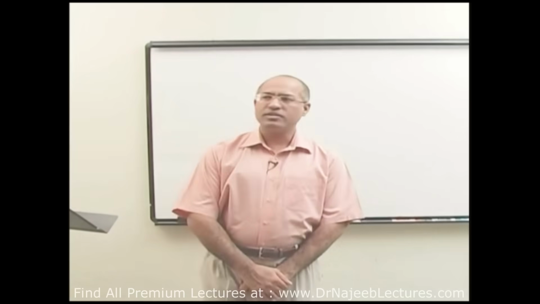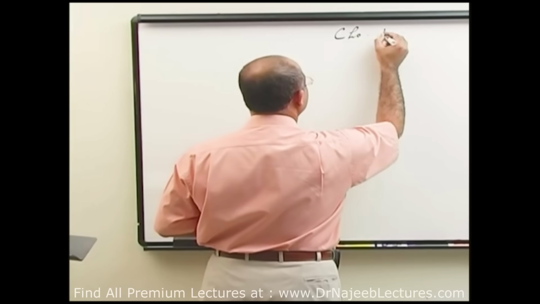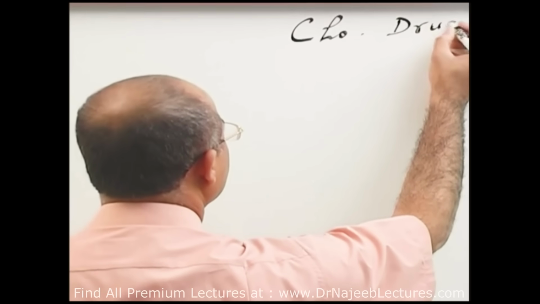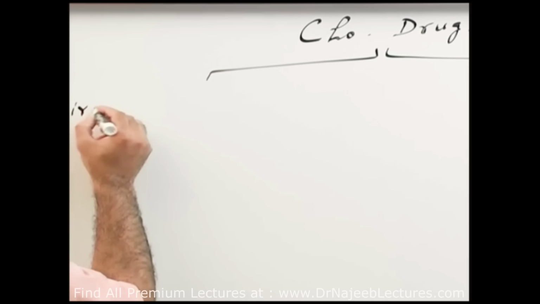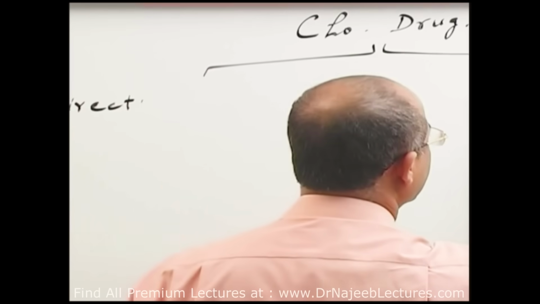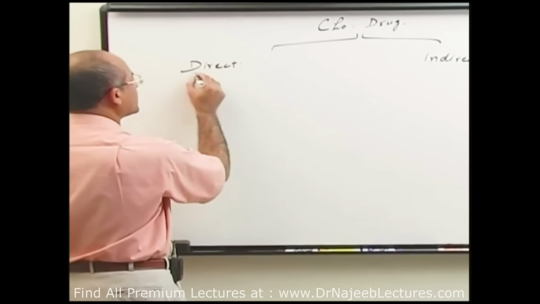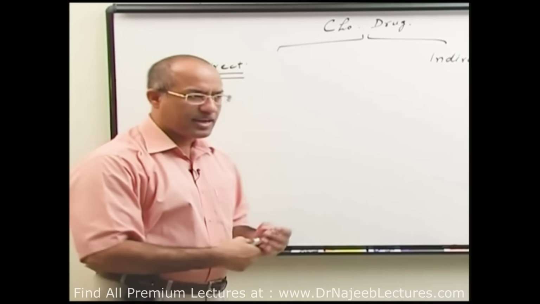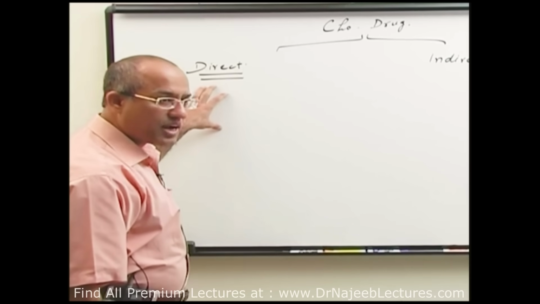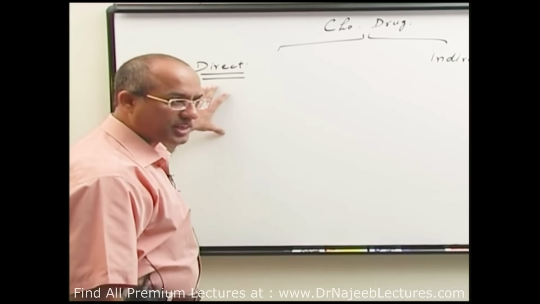Right, so we were studying the cholinergic drugs, and let's recap a little. Last time we were talking about the cholinergic drugs. They can be divided into two groups: direct acting and indirect acting. Very good. Direct acting were those drugs which could directly stimulate the cholinergic receptors, right? And of those, the drugs working on muscarinic cholinergic receptors we discussed in detail in the last lecture, right?